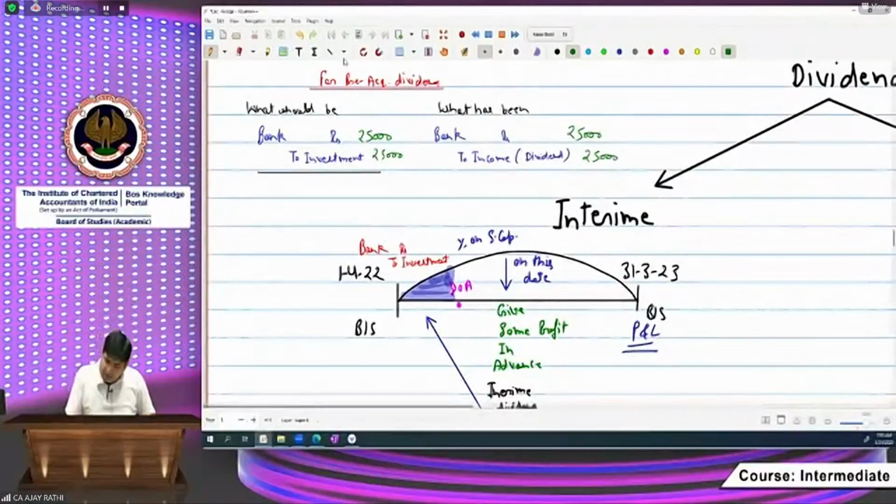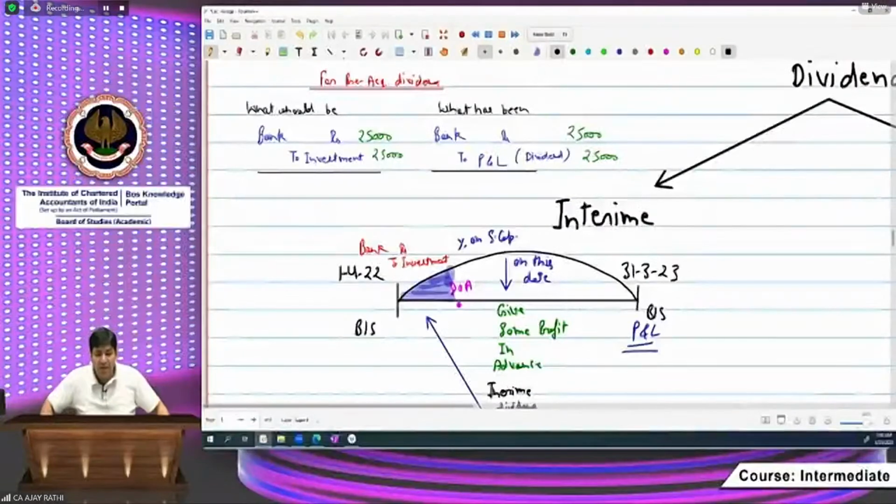Can I write here P&L instead of income? Yes, sir, P&L. What should be done as a rectification of error? What will you do? Investment debit to P&L.